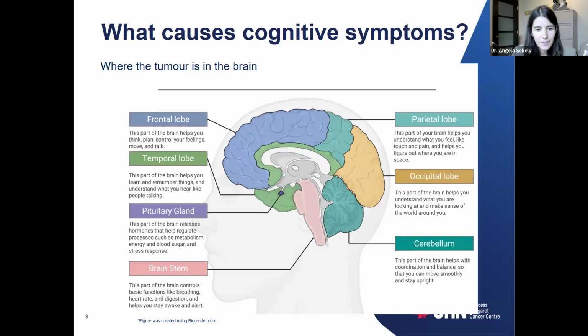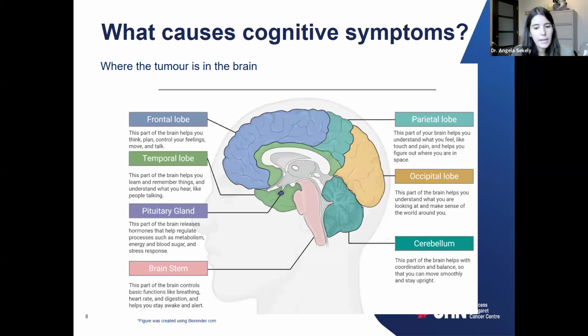So of course we see with our eyes, but that information gets sent to this back area of our brain where we process it and try and understand what we're actually seeing. And then of course the cerebellum, which is this bottom part of the brain, helps with things like coordination and balance, and helps us move smoothly and stay upright as well.